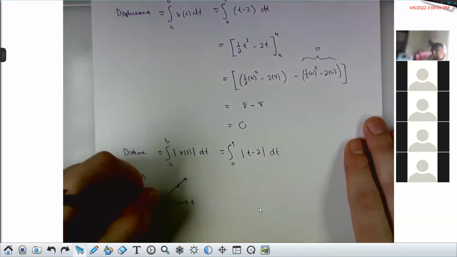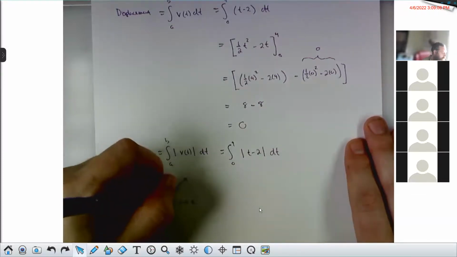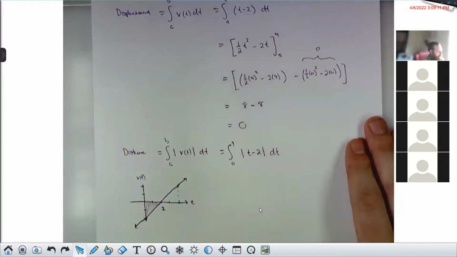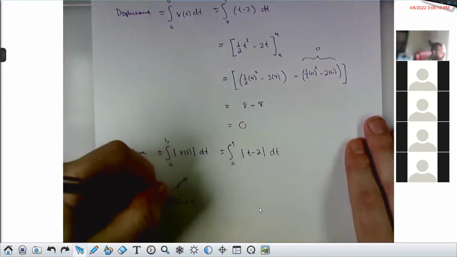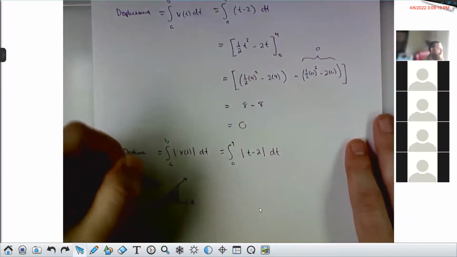So why did that first integral come out to 0? Well, because the area down here cancels perfectly with the area up here. In other words, what my dude did is he walked backwards for a little bit and then turned around and walked forwards that exact same amount.